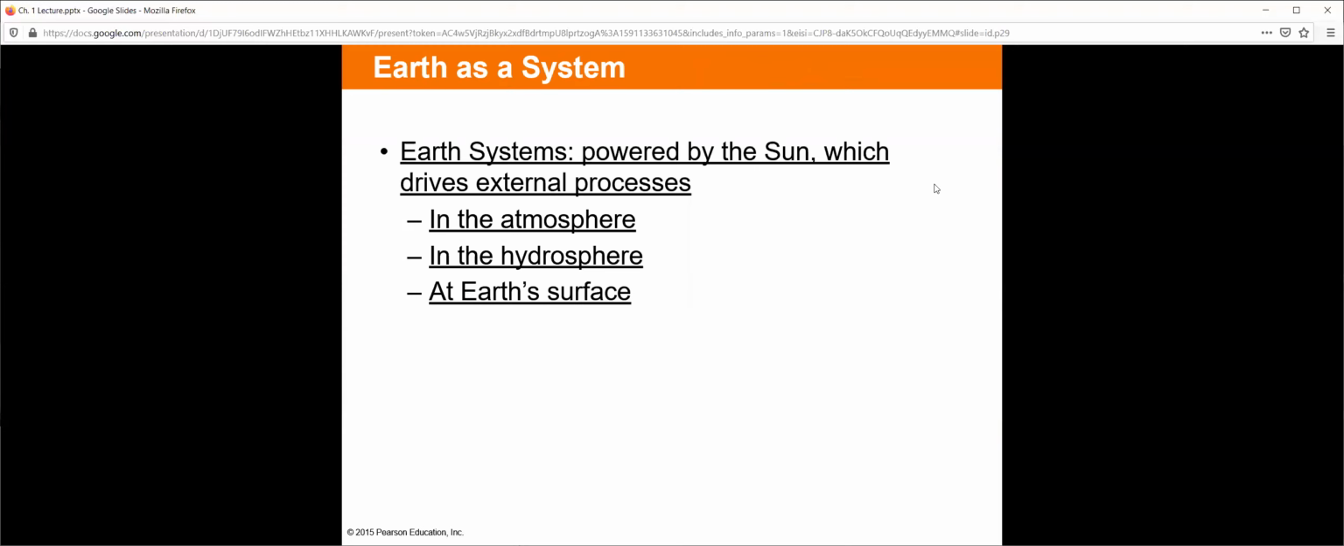Earth is a system. The Earth is powered by the sun, which drives external processes in the hydrosphere, atmosphere, and on Earth's surface. I'm sure you're aware of the sun. You've probably seen it before. Don't look at it. It's why summer is warm. It's why winter is cold. It's why ice forms. It's why ice melts. If I have to explain the sun to you, you need to get a hold of me because you have a lot to catch up on.